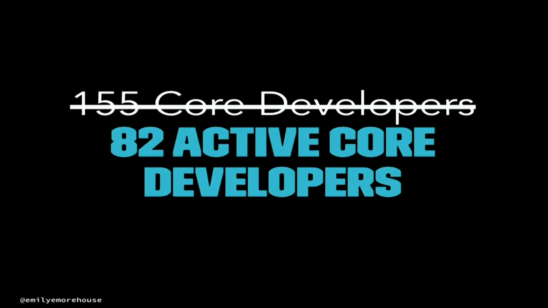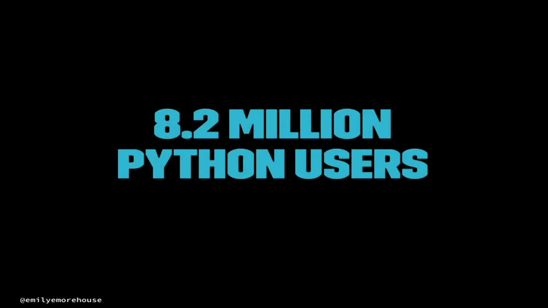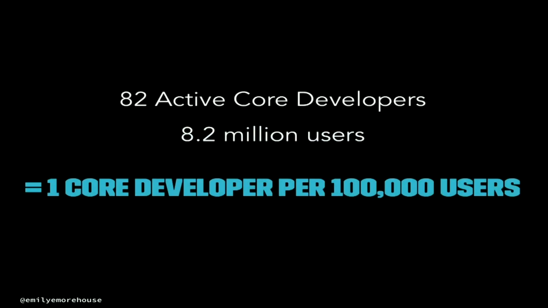So we have about 150, 155 core developers currently who have write access to the repositories, and only 82 of them have actually been active in the last 2 years. So Python has an estimated 8.2 million users, and we have 82 core developers. So this basically means that for every 100,000 users, we have 1 core developer.